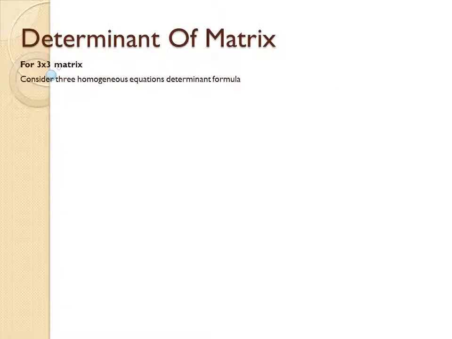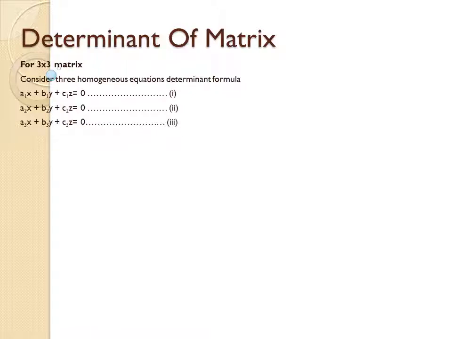So here also we will consider 3 homogeneous equations with the determinant formula, and there will be 3 variables. One is a1x plus b1y plus c1z equal to 0. Second one is a2x plus b2y plus c2z equal to 0. Third one is a3x plus b3y plus c3z equal to 0. So it is represented as a 3x3 matrix with all the coefficients: a1 b1 c1, a2 b2 c2, and a3 b3 c3.